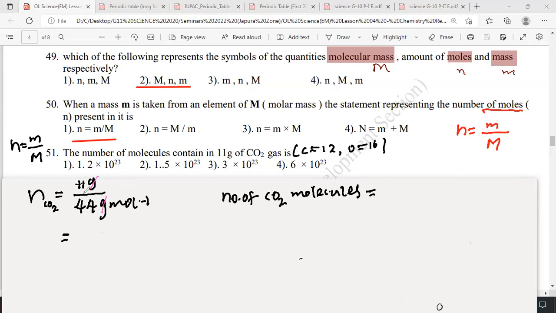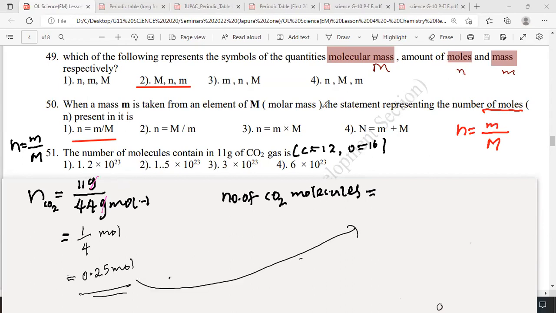11 times 1, 11 times 4. 1 over 4 moles. 1 over 4 means what? 0.25 moles. Now 0.25 moles of CO2. Now you can use that value here.